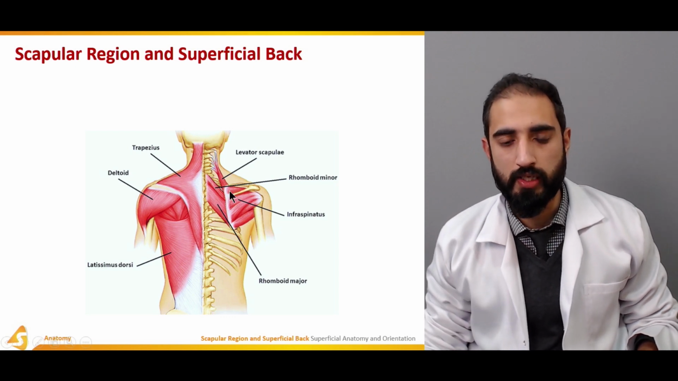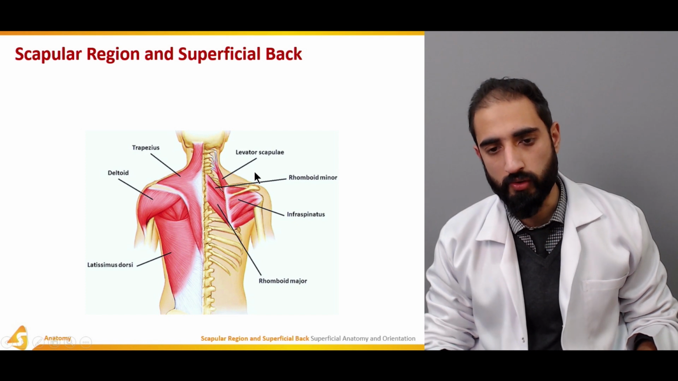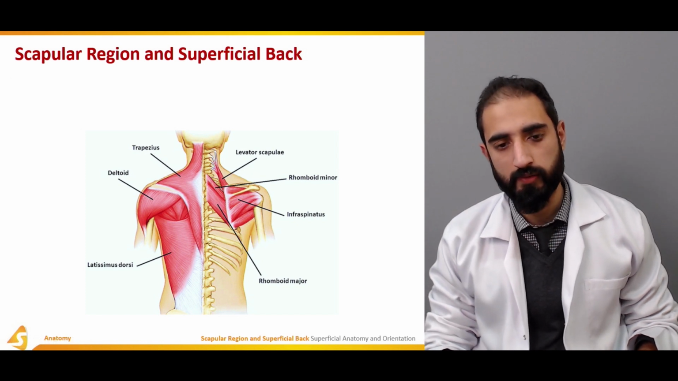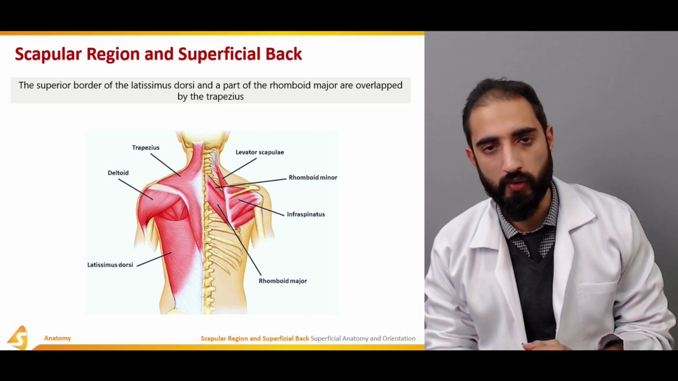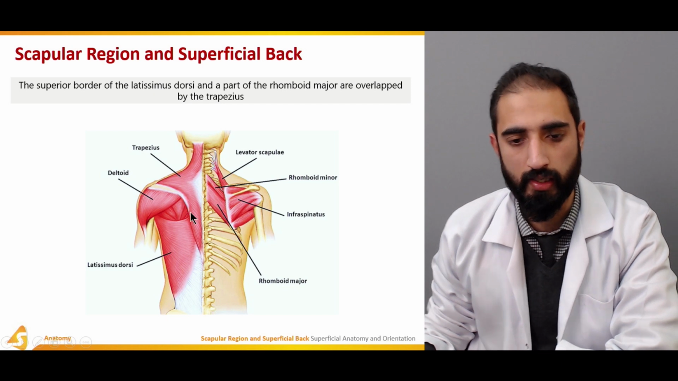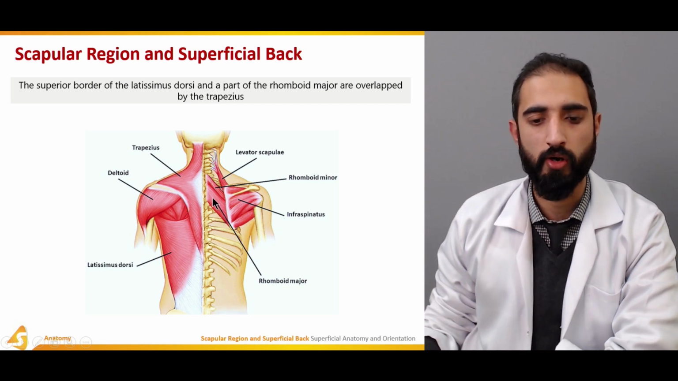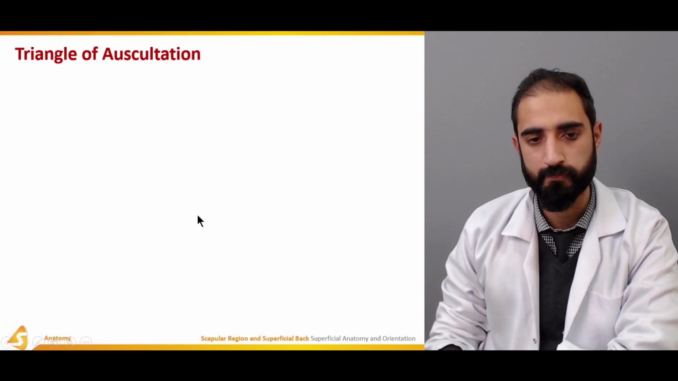You can also see the supraspinous muscle, the infraspinous muscle, the teres minor muscle, and on the ventral aspect, we can also look at the subscapularis. So the superior border of the latissimus dorsi and a part of the rhomboid major, as I already mentioned, are actually overlapped by the trapezius, as you can see here, and even the major part of the rhomboid major is actually hidden beneath the trapezius.